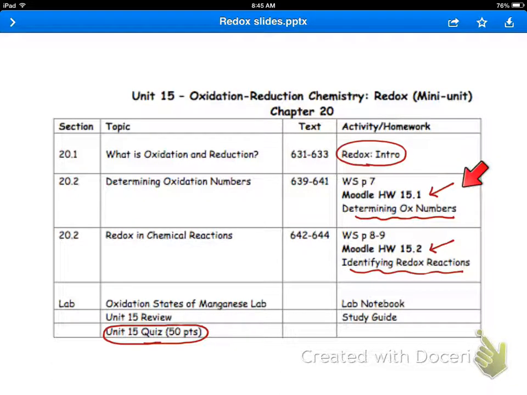what the oxidation numbers are in a compound or in a reaction, and there's a Moodle homework for that. And then we'll talk about reactions and how to talk about redox reactions, and there's another Moodle homework for that. At the end, we're going to have a quiz, and that's a 50-point quiz.